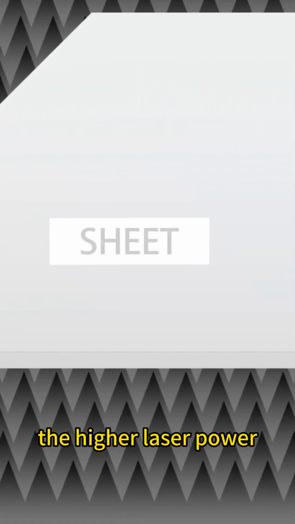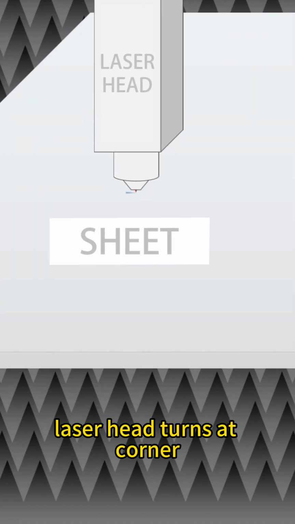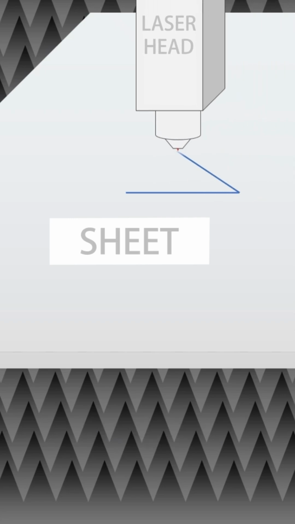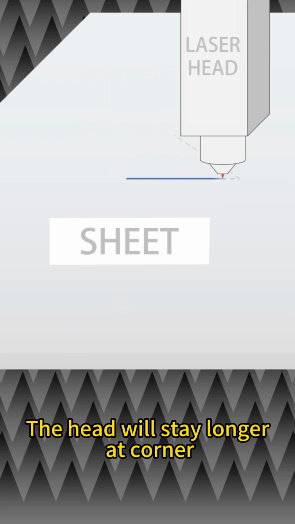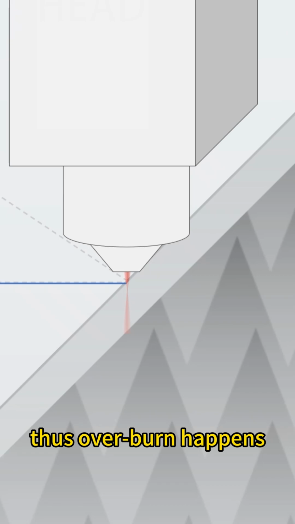As a fact, the higher the laser power, the more energy delivered. When cutting, the laser head turns at corners. At this moment, it moves at its lowest speed. Let's say power is constant, the head will stay longer at the corner due to lower speed. Heat accumulates there, thus overburn happens.